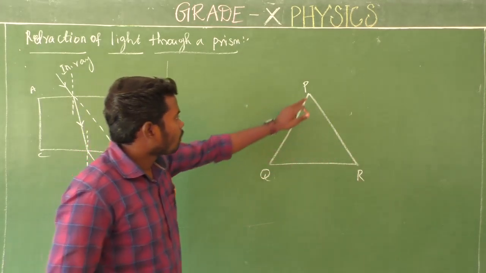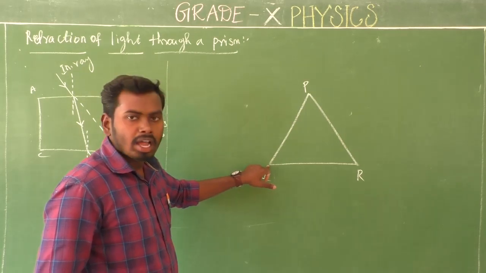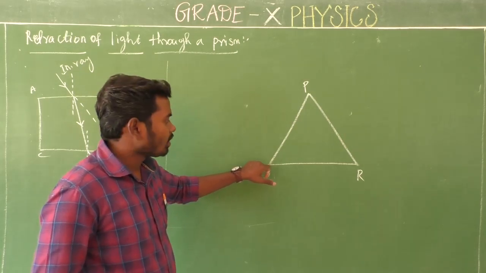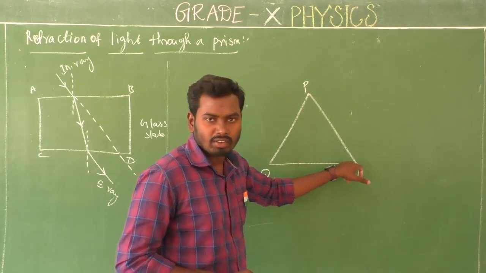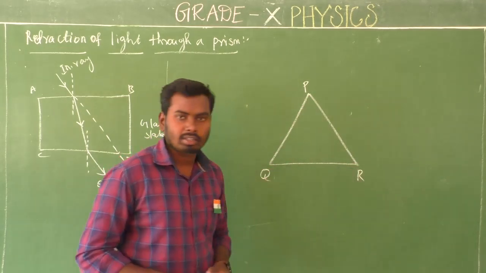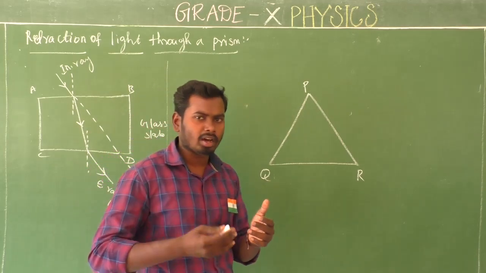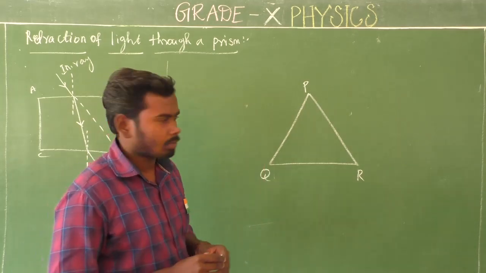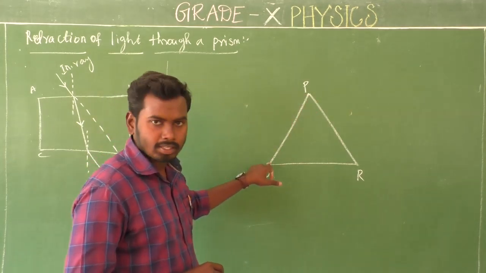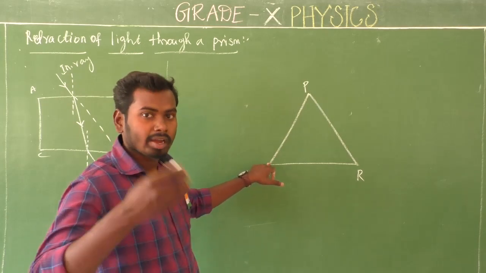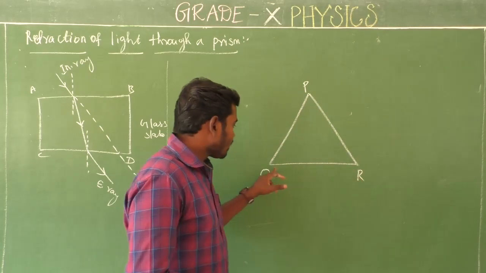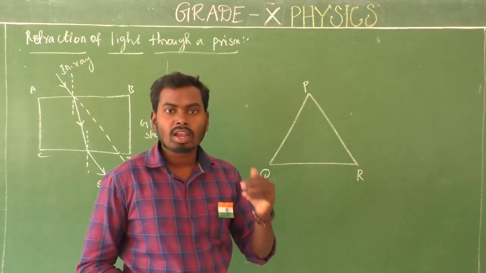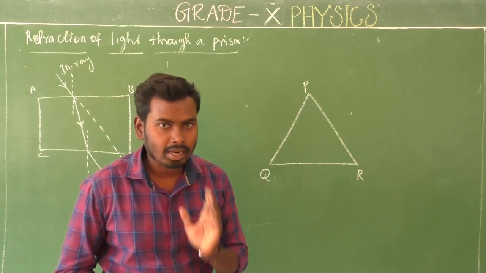Is it clear? So PQ is a refracting face. Next, PR is also one of the refracting faces, and QR is also one of the faces of the triangular glass prism. PQ is one of the lateral faces of the glass prism, PR is also one of the lateral faces, and QR is the other face.